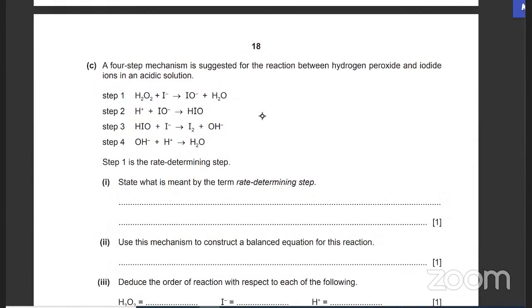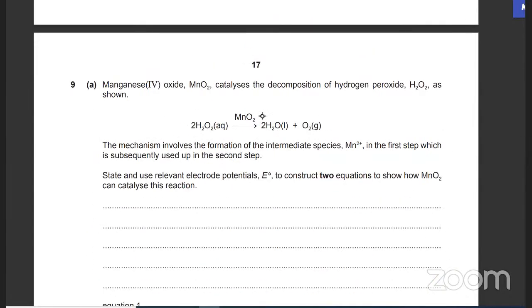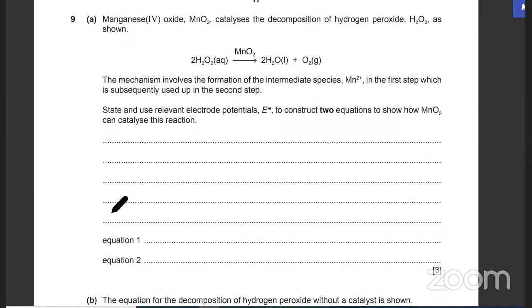Okay, let's move to the next one, which is this question. I think we did this once. I'm just going to quickly do this again. They're saying MnO2 catalyzes the decomposition of hydrogen peroxide as shown. So MnO2 is your catalyst. Remember, the catalyst is reformed. The mechanism involves the formation of the intermediate species Mn2+.